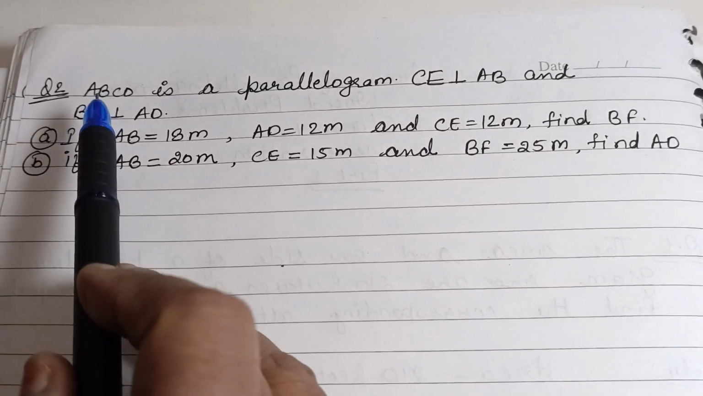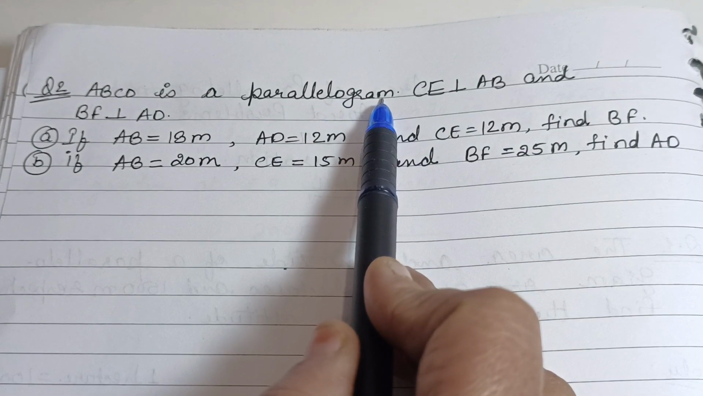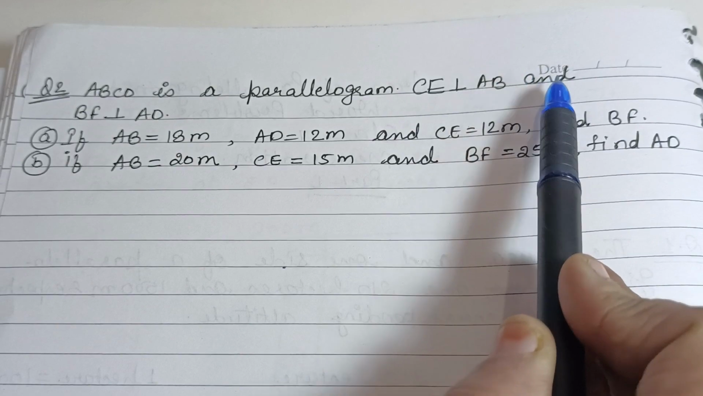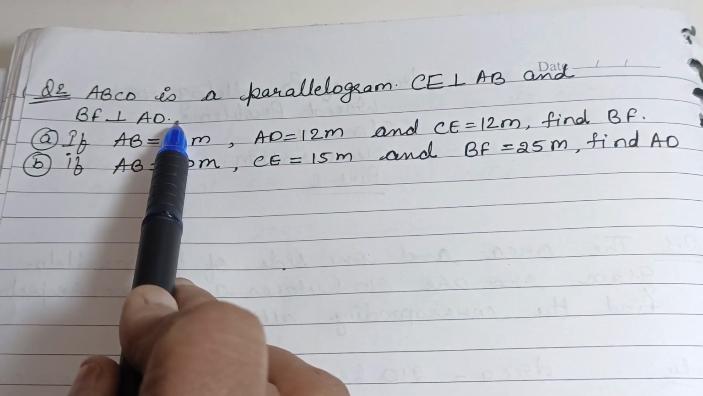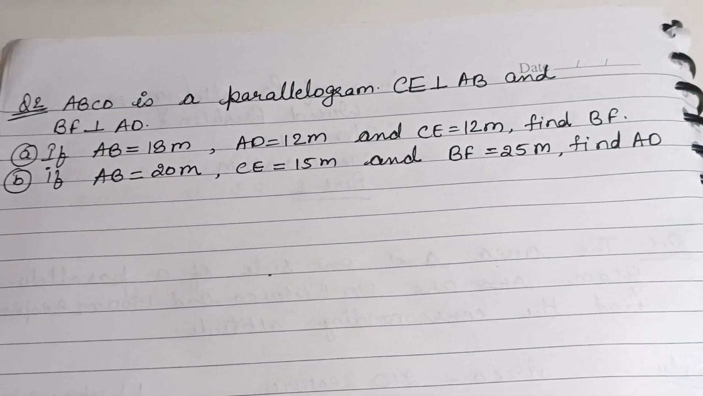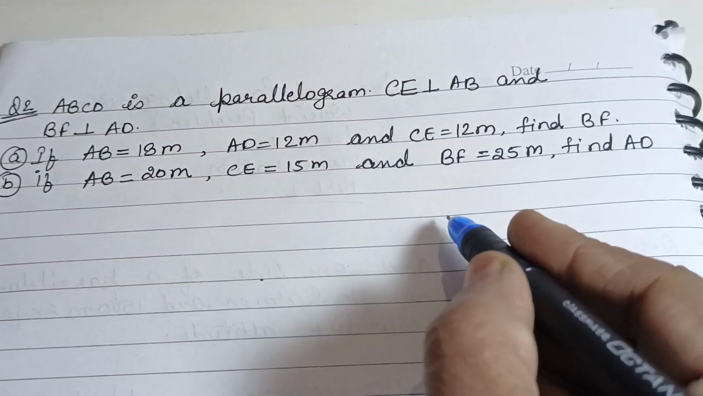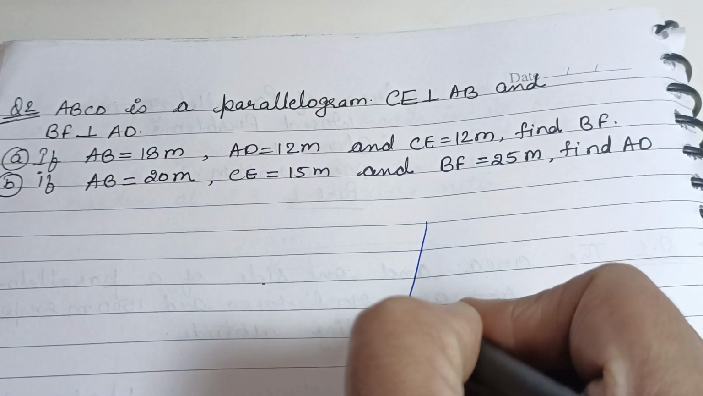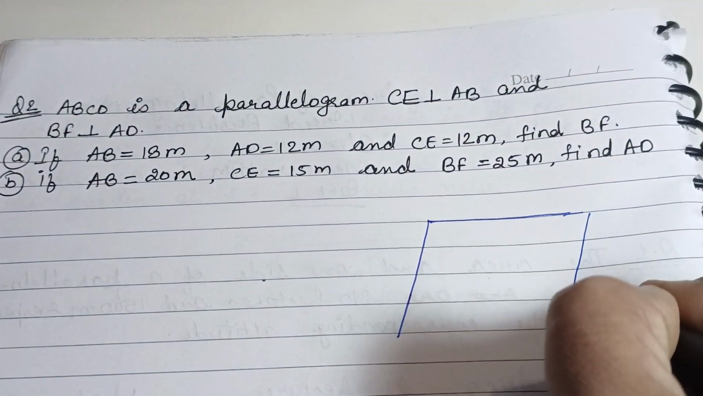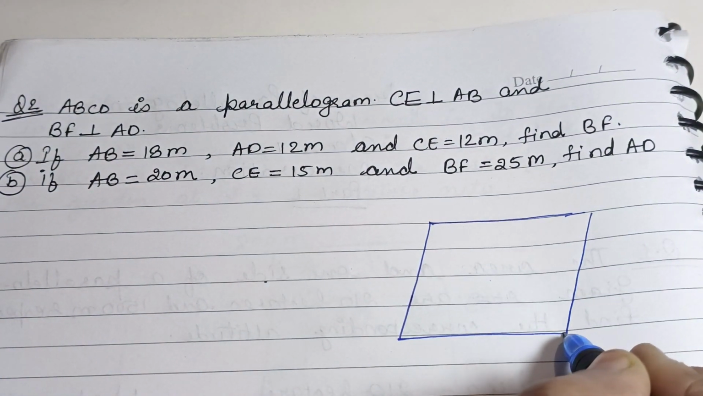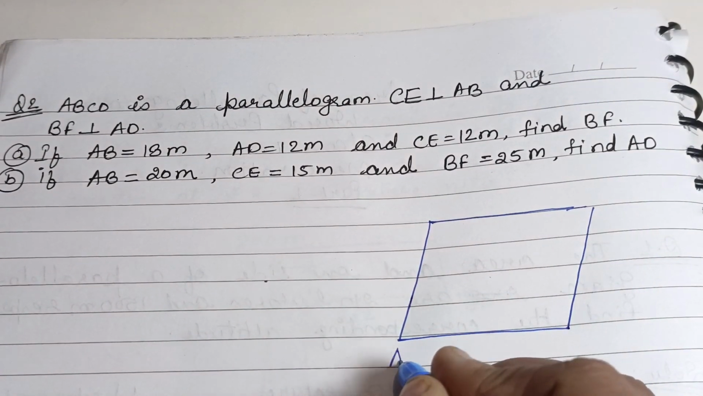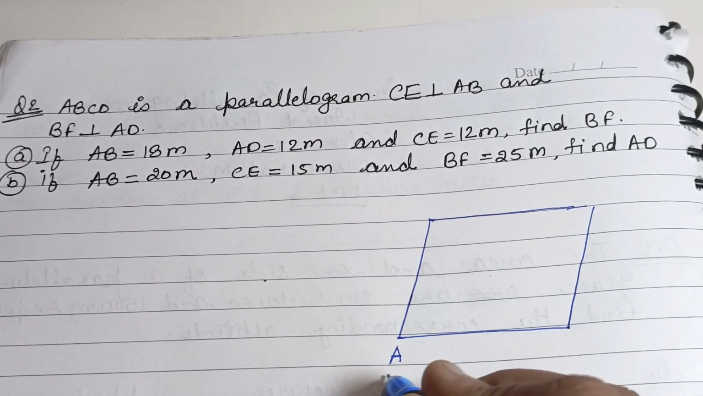Now the next question. ABCD is a parallelogram. CE is perpendicular on AB and BF is perpendicular on AD. So with the given description, always first make the figure, just a rough figure for an idea. You have made one parallelogram. Now labeling of this parallelogram is important. Do it either in cyclic order or anti-cyclic order.